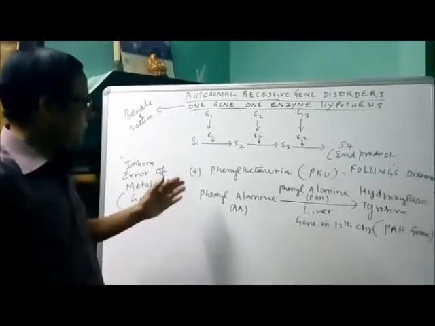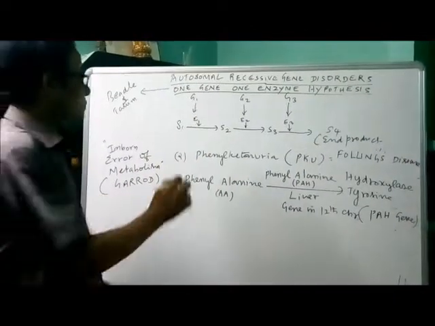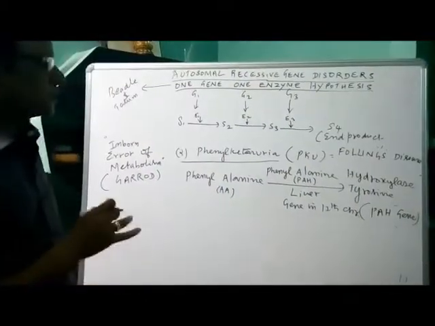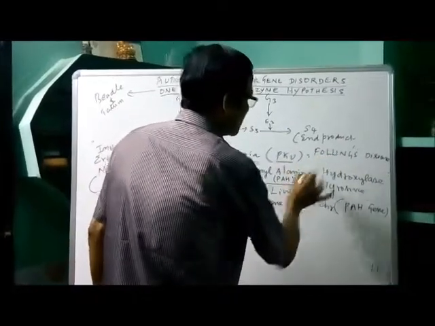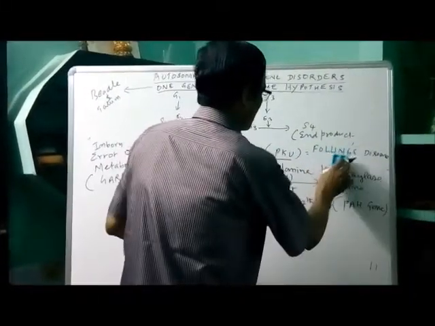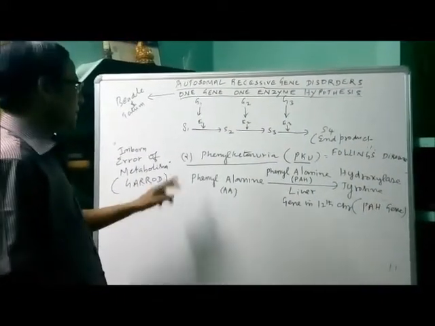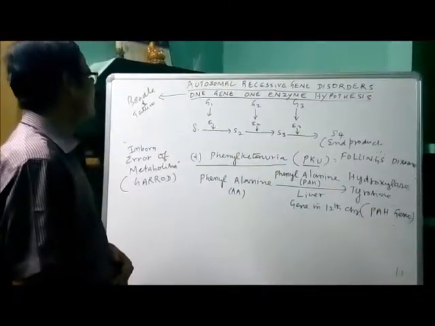Let us go to the next autosomal recessive disorder, called phenylketonuria, another autosomal recessive disorder, simply called PKU, as it was reported by Fölling. This is called Fölling's disease, another name for this one. Now, it is an example for the one gene, one enzyme hypothesis.